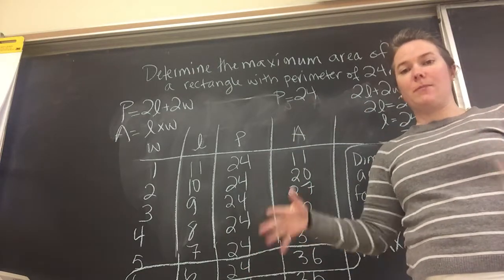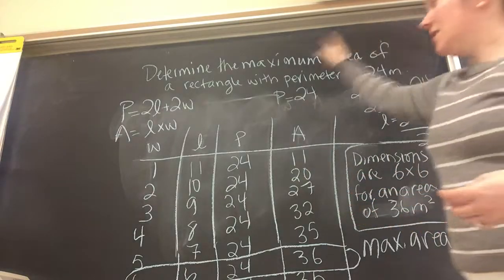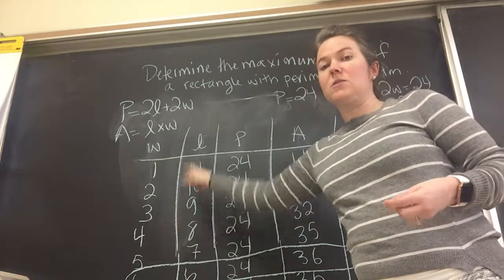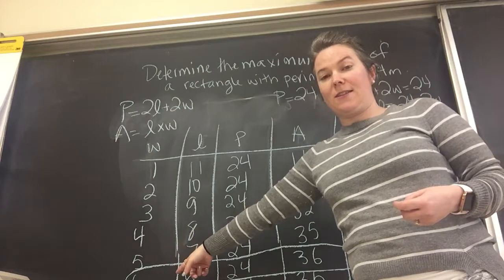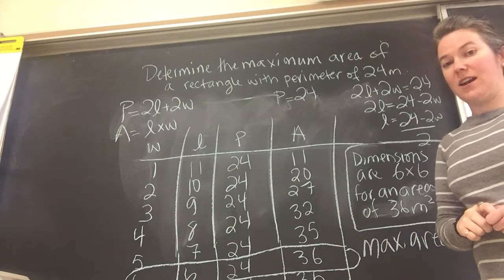Notice the perimeter always stayed the same. We have a fixed perimeter, which means it's not changing. We used our perimeter formula to determine our length values when we changed the width. We used that to then calculate the area to find our answer.